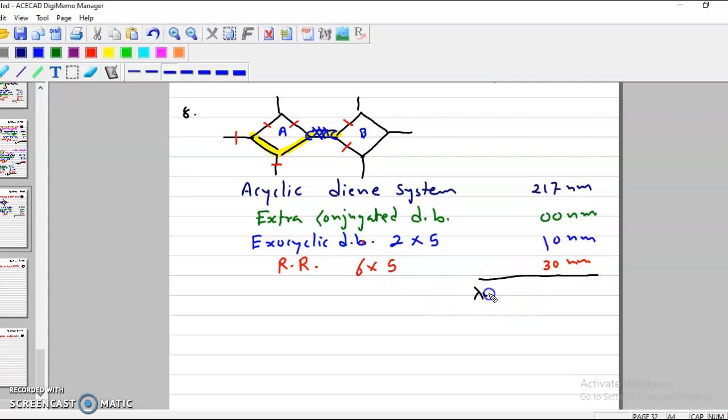If anything is left, please let me know. If I have made any mistakes, please correct me. So in this lecture I have explained that this is not a cross conjugation double bond. Remember that.